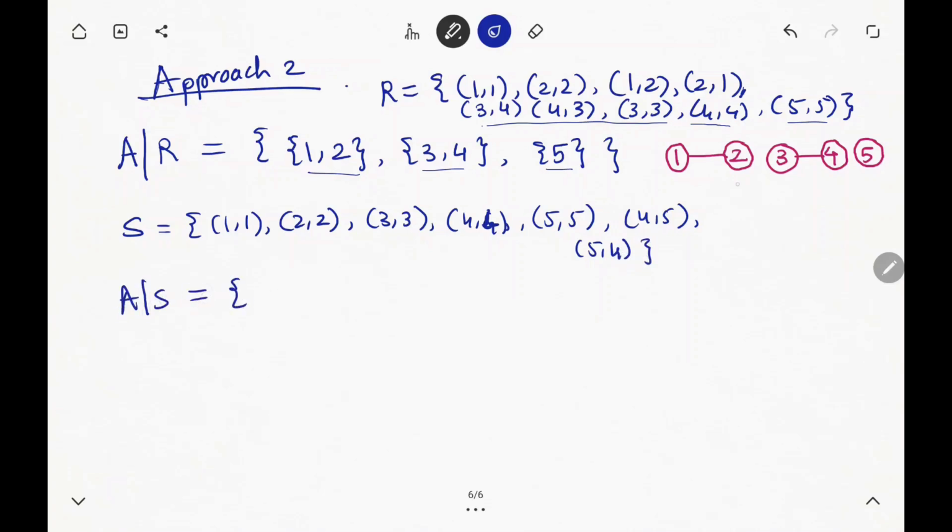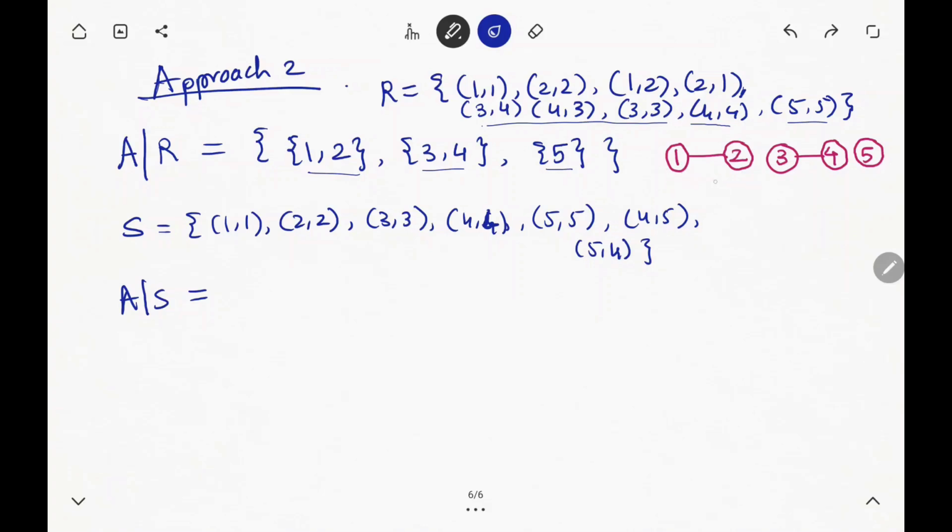So if you start from 1, you can go to 2, but if you start from 1, you cannot go to 3. Similarly, if you start from 3, you cannot go to either 1 or 2. If you start from 5, you can go nowhere else. So it's an isolated kind of a vertex. So this is a disconnected graph.